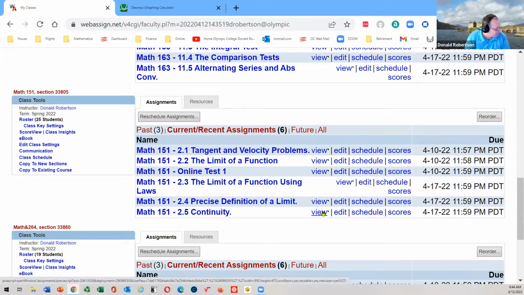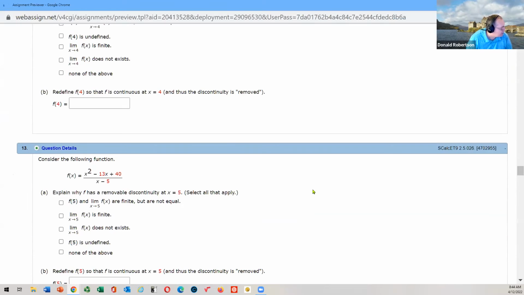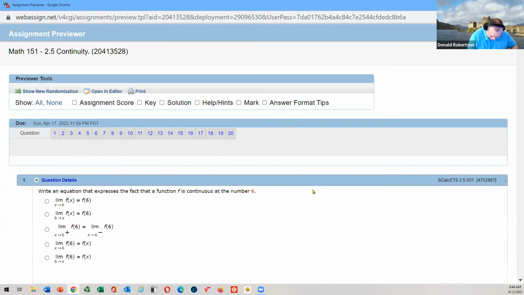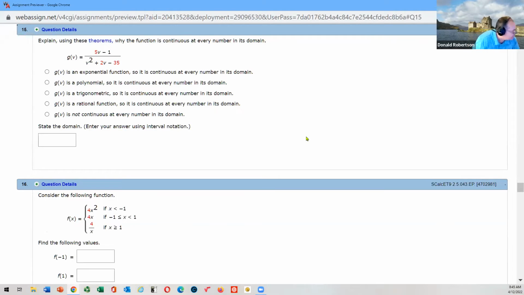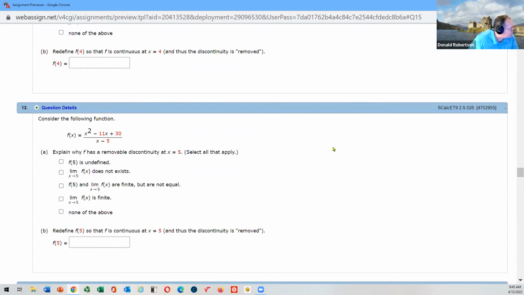So if you get a rational function, you'll feel comfortable that you know what's happening. So let me pick one, an example of what I just did. As I said, most of these questions are going to be like removable discontinuities. The one I'm choosing is question 13, and the function is x squared take away 11x plus 30 over x minus 5.